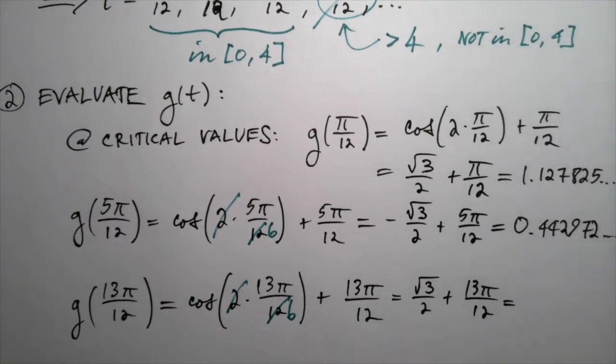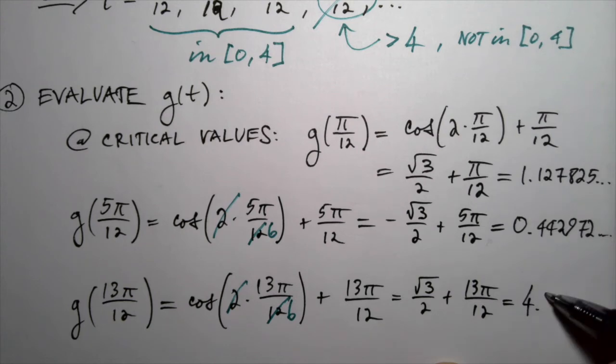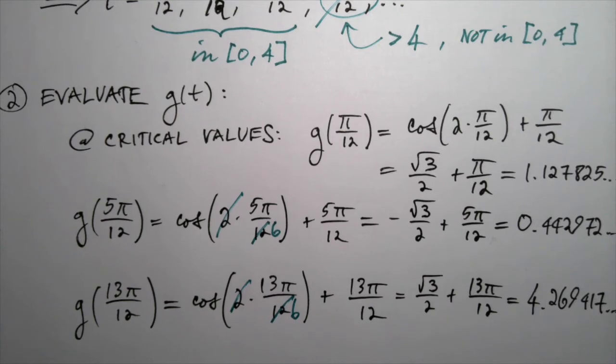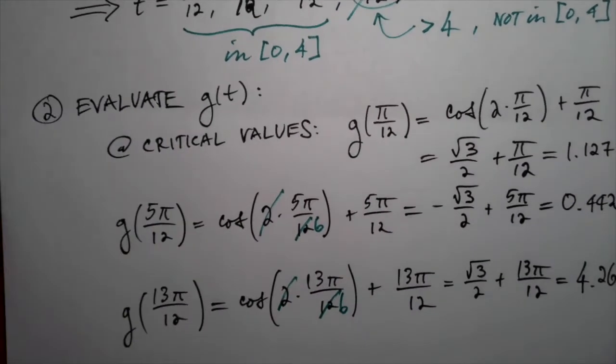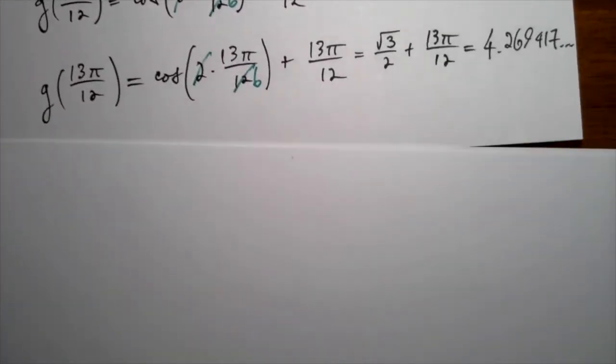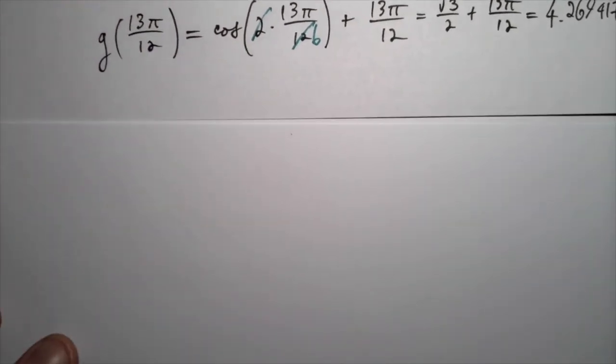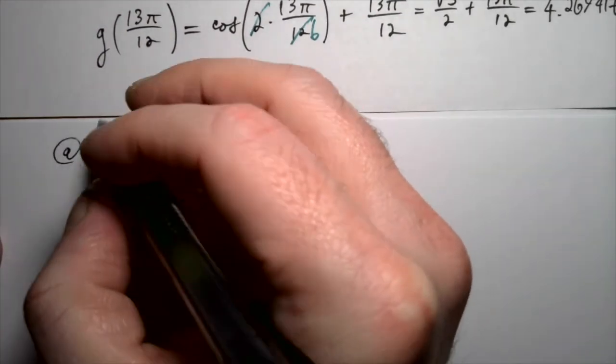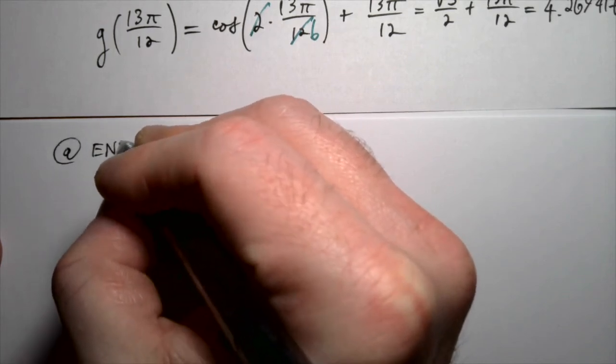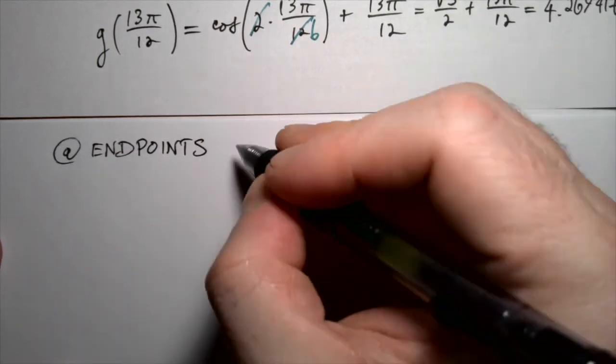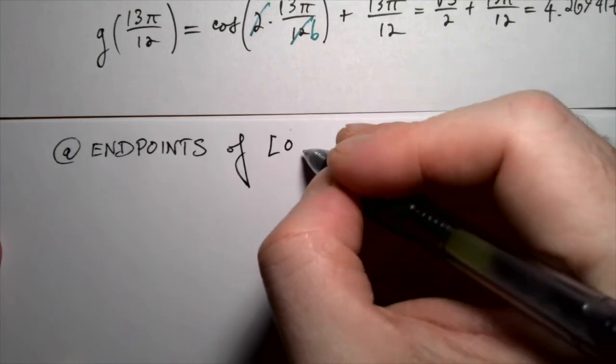If you plug that into a calculator, you'll get 4.269417 and so on. Okay, so we've evaluated the function at the 3 critical values that lie in the interval 0 to 4. That's the interval we're considering. We also need to evaluate the function at the endpoints of the interval. So I'll do that down here, and then leave the other sheet of paper up there for reference. We're going to need those numbers. So let's now evaluate the function at the endpoints of this interval. That's the interval from 0 to 4.